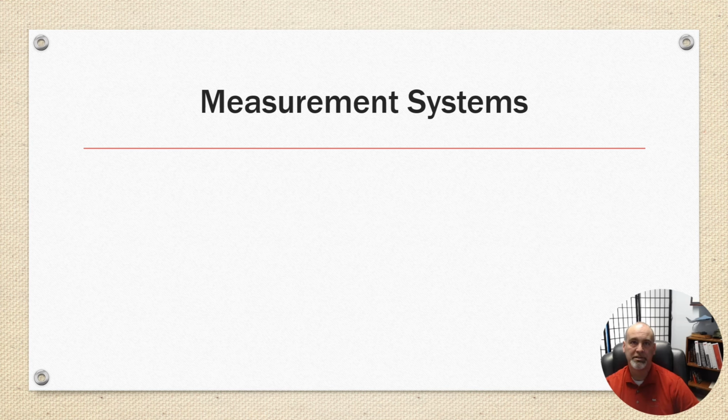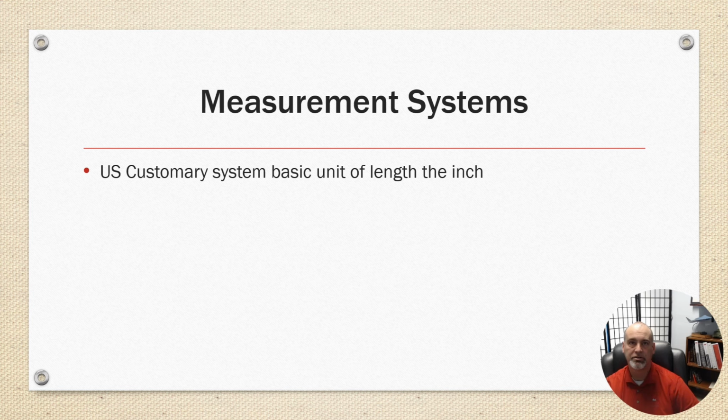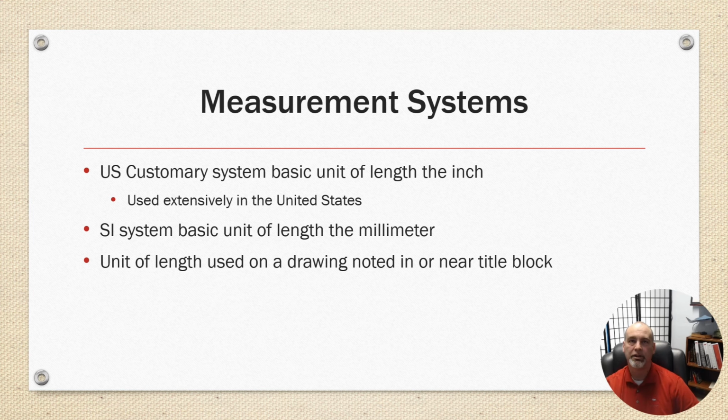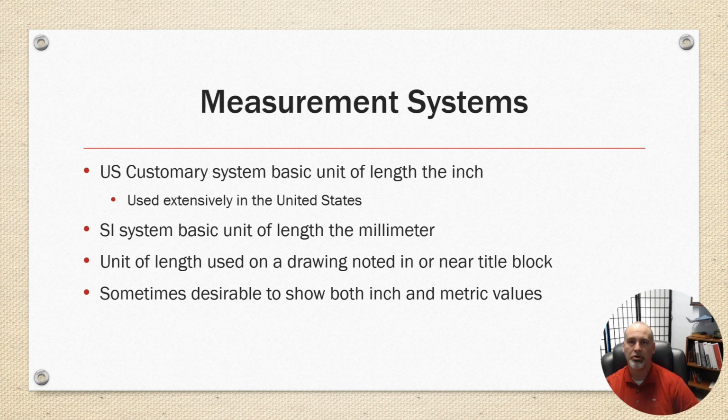Okay, the measurement systems. The U.S. customary system, the basic unit of length is the inch. Used extensively in the United States, but almost nowhere else. In the SI system, the basic unit of length is the millimeter. The unit of length used on a drawing should be noted near the title block, and it's sometimes desirable to show both inch and metric values. So in prior versions of the standard, it was implied that the drawing was in inches. Now they're calling for a note to say one way or the other.